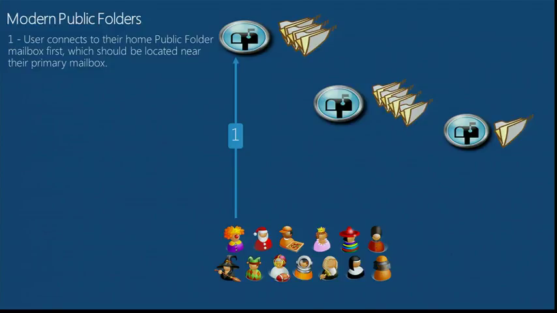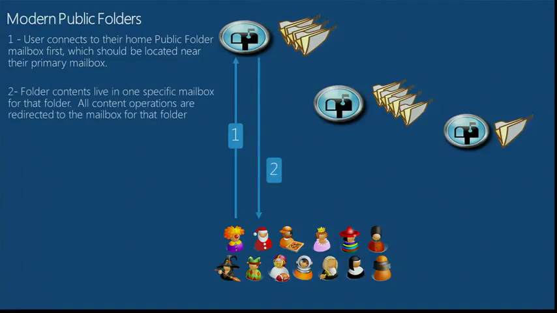So they access the public folder, and they want to get their information. So they query the one that's their home folder, and it looks in the hierarchy to find out where the content is. Because the content lives in that one specific folder, in that one specific mailbox, all content operations therefore happen against that one folder and that one mailbox. Okay, we don't have to go through a bunch of different ones.